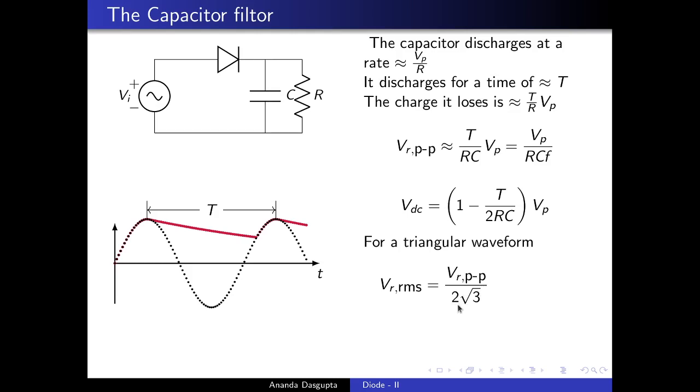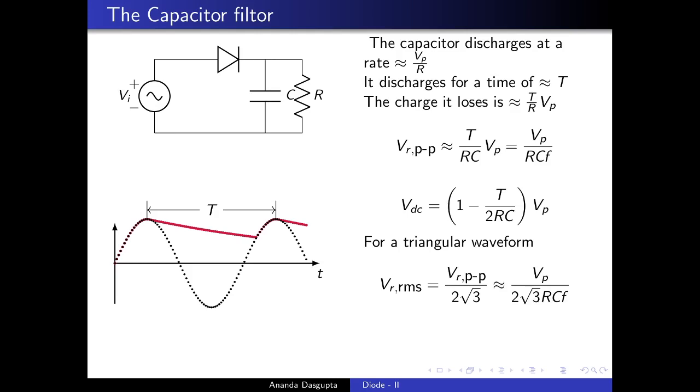So contrast this with the sinusoidal case. In the sinusoidal case, it would have been peak voltage by root 2. Here it is peak voltage, which is VR PP by 2, by root 3. So root 3 in place of root 2. This is an important distinction to bear in mind.